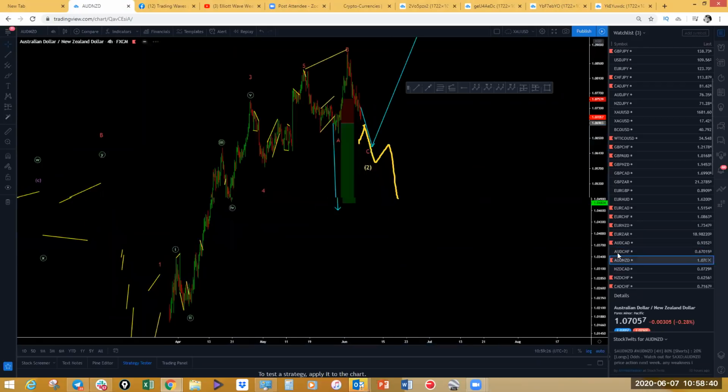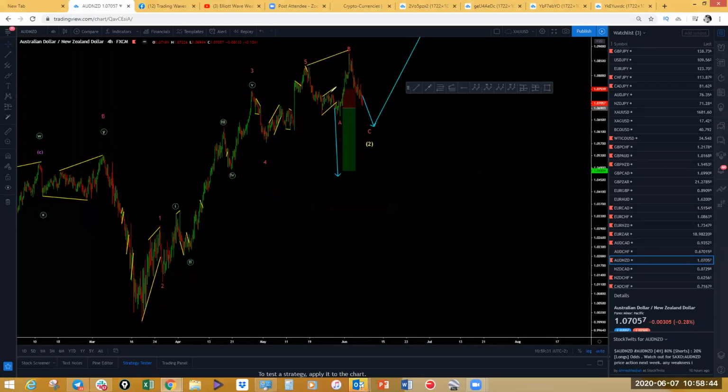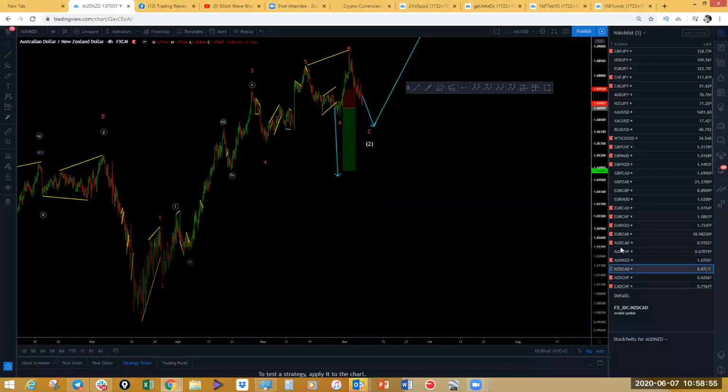Audi New Zealand, we looked at this one during trade setup. We had a failed trade setup here. Now this one is playing out here. So if we get a pullback here, that can still be a nice trade for downside. That is Audi New Zealand, the New Zealand CAD.